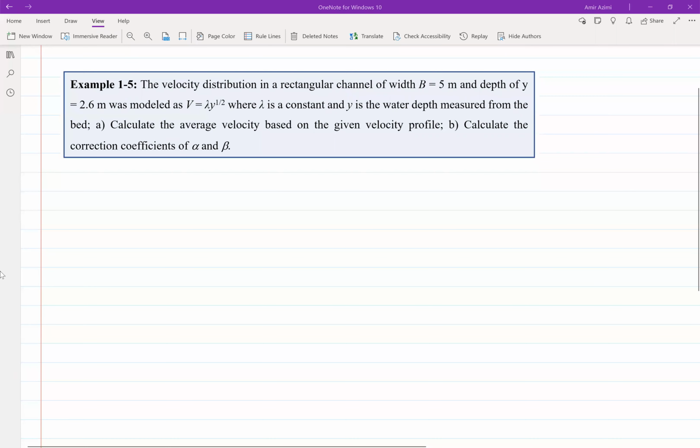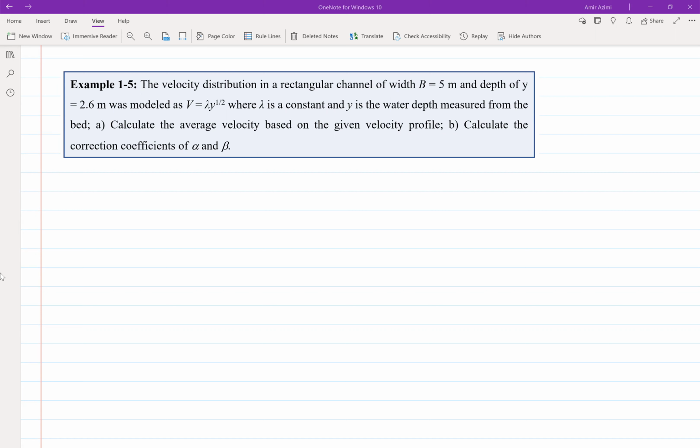Okay, problem 1-5 is about calculation of Coriolis and Boussinesq's coefficient. The velocity distribution in a rectangular channel of width 5 meter and depth of 2.6 meter was modeled as V is equal to lambda, which is a constant, times y to the power of 1/2. So y is the water depth measured from the bed.